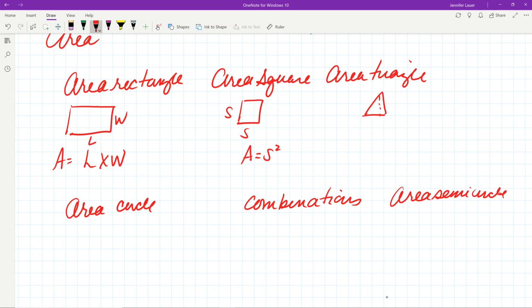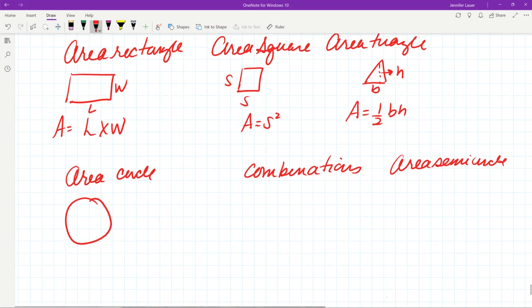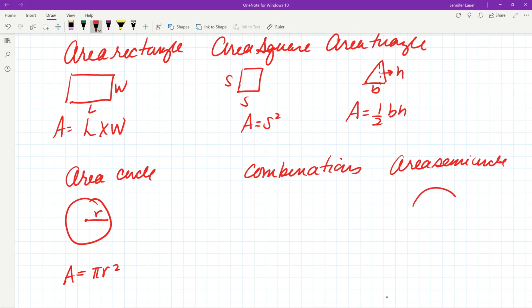So a triangle is 1/2 base times height. So the base is here. The height is the height of the triangle, not the slant height. It's the one that goes up the middle. Area of a circle is pi r squared, r being the radius. And then area of a semicircle is pi r squared divided by 2, which is, again, here's the radius, because it's just a circle divided by 2.